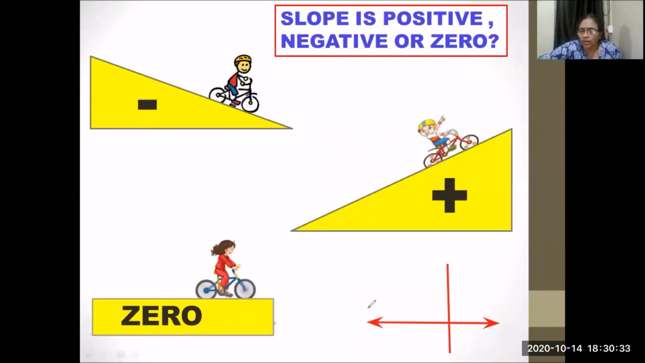And when the line is perpendicular to the x-axis, the slope will be undefined. Means the angle of inclination is 90 degrees and tan 90 is undefined.